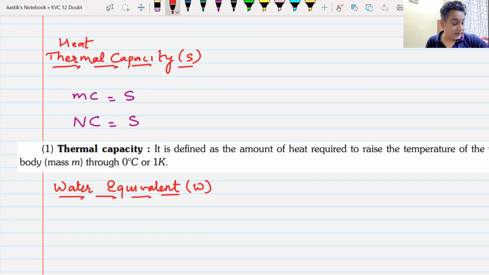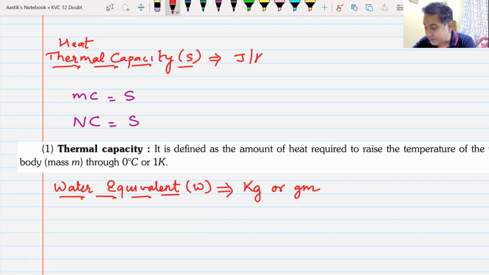Now, this water equivalent is normally given in, remember, the SI unit of this water equivalent is kg. CGS unit is gram, because it is water equivalent. It is equivalent to water. The SI unit is kg or gram. If I talk about this thermal capacity, the SI unit of this is joule per Kelvin. The CGS unit is calorie per gram. Now, unit wise, they are totally different.